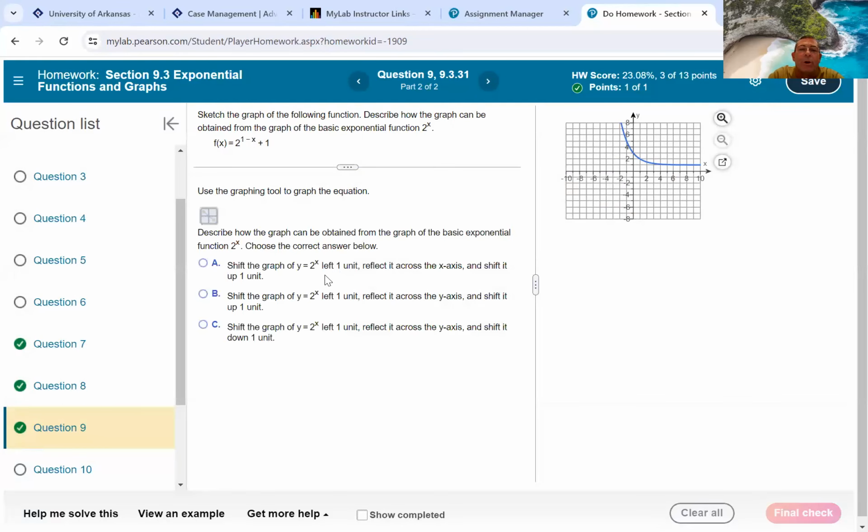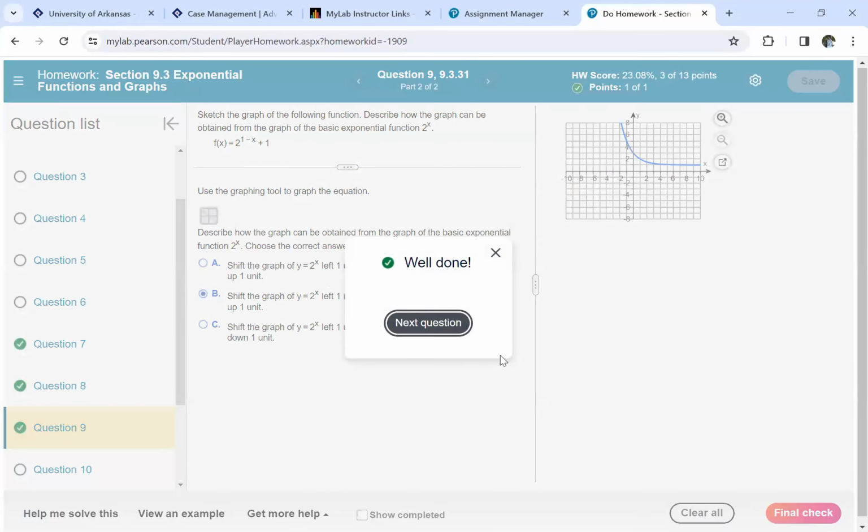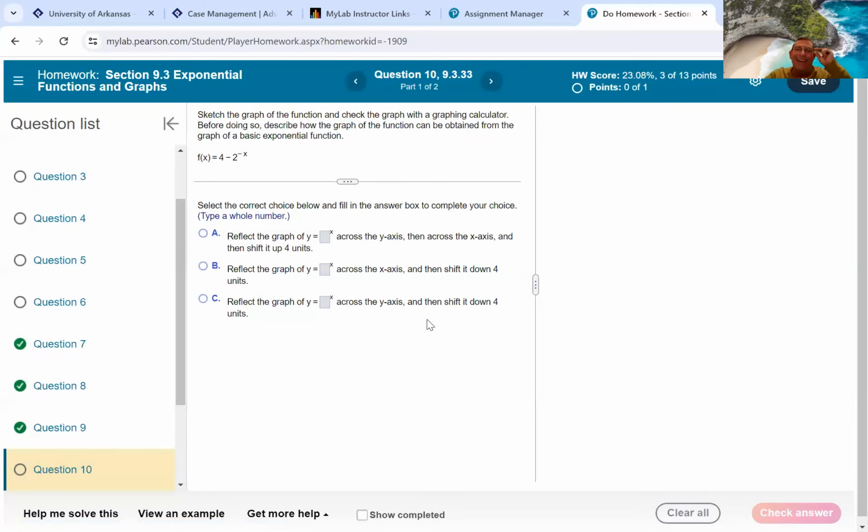And then remember, this one wants me to go left 1 and reflect on the y, so it's down to B and C. And then we went up 1, so you have to pick B on that one. Okay, so that was just remembering steps. Got it. Yeah, pretty much.